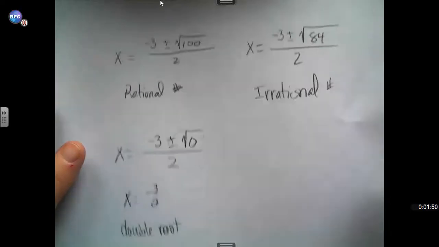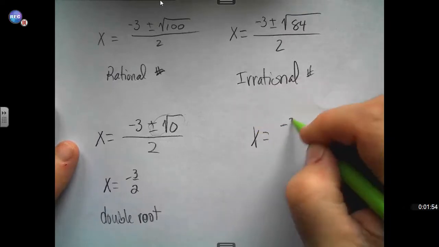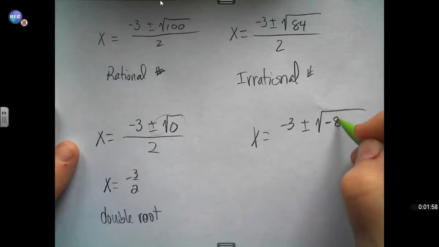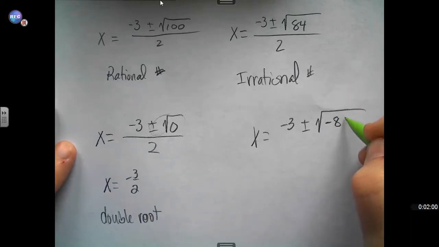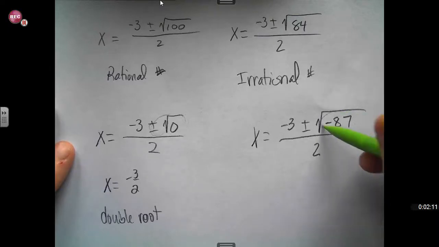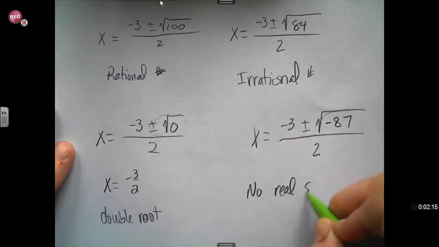And then the next thing that can happen is we get x equals negative 3 plus or minus the square root of negative 87 all over 2. And the square root of negative 87 is not a real number. And so what we say is that when this happens, we have no real solution.